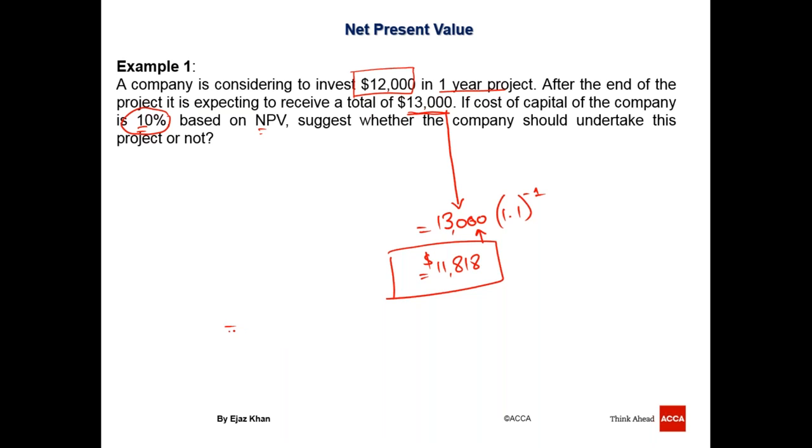So now let's compare with the actual required investment. And remember, the company should not be investing more than $11,818. The required investment is $12,000, which is above 11,818, and the difference is $182. Since the required investment is higher than what should be invested, the company should not invest in this project. Is it clear?